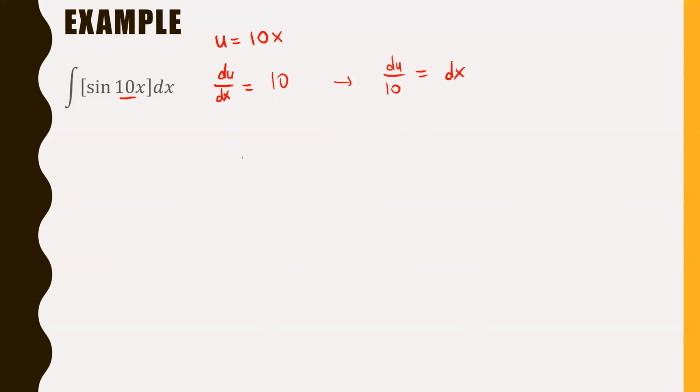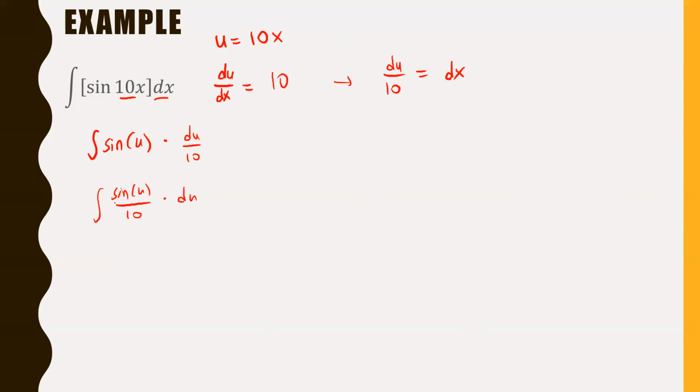Now, let's do our substitution. This is going to be the integral of sine u. And then instead of dx, we're going to replace that with du over 10. And then that step I always like writing where I go sine u, and then I just bring this 10 into this. So it's divided by 10 here times du. The divide by 10 is no different than a coefficient, so it's not going to affect this.